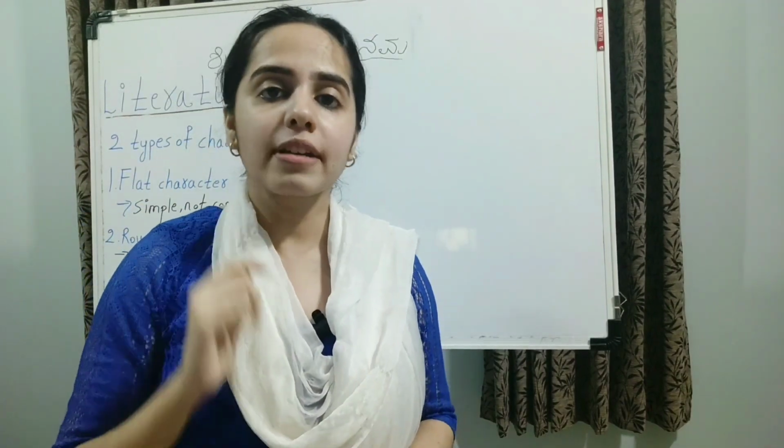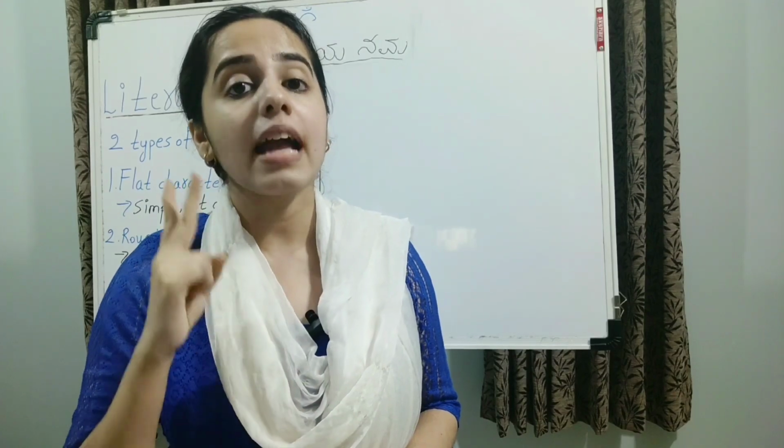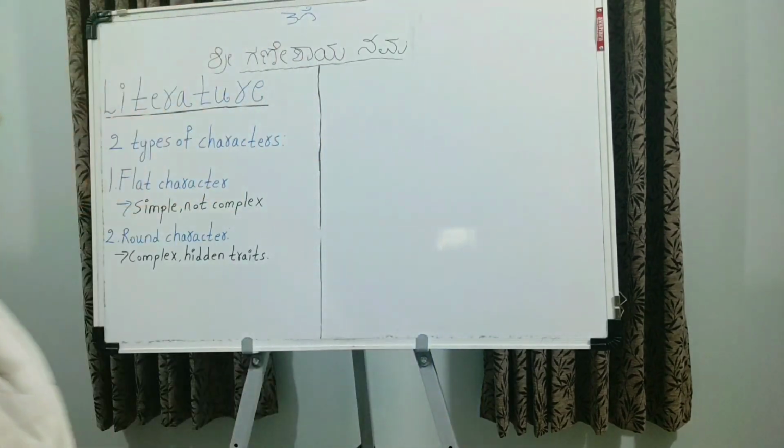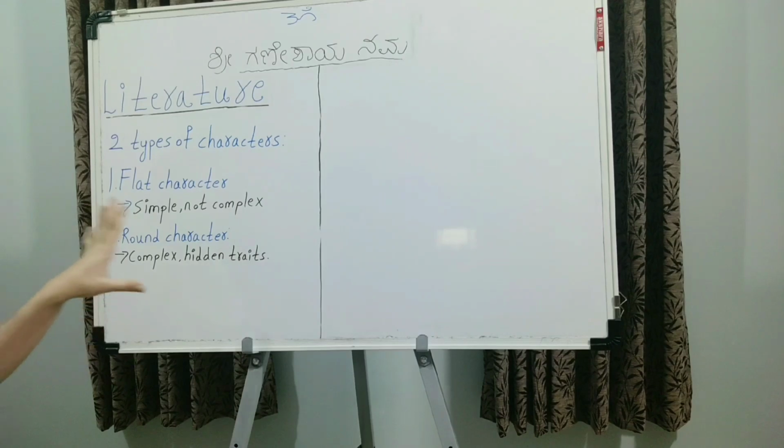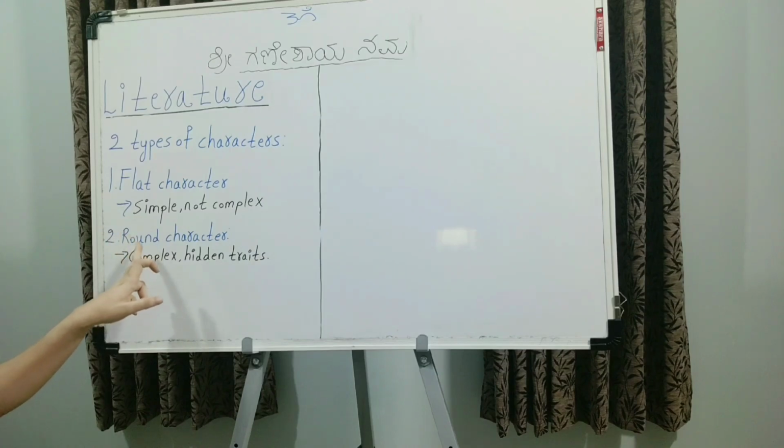There are two types of characters. One is the flat character and another is the round character. A flat character is simple, not complex. That means we can understand that character by directly looking at the person. There are no hidden qualities. That character is easy to identify. Whereas a round character is complex and consists of hidden traits. That means it is difficult to identify such characters because they consist of hidden traits or hidden qualities.